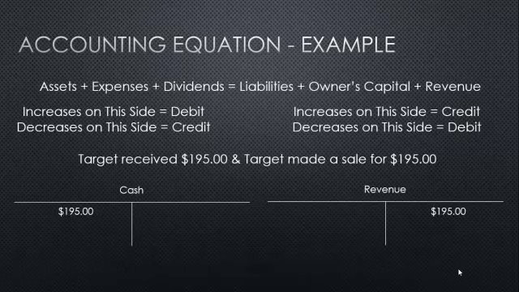Okay, so Target receives the money, $195. That increases the cash account. The cash is an asset. Therefore, we are going to debit. Target made a sale as well, because that's how they got the money. Therefore, we need to increase the revenue account. Sales is a revenue account. Therefore, if that increases, a revenue, we are going to credit for $195.